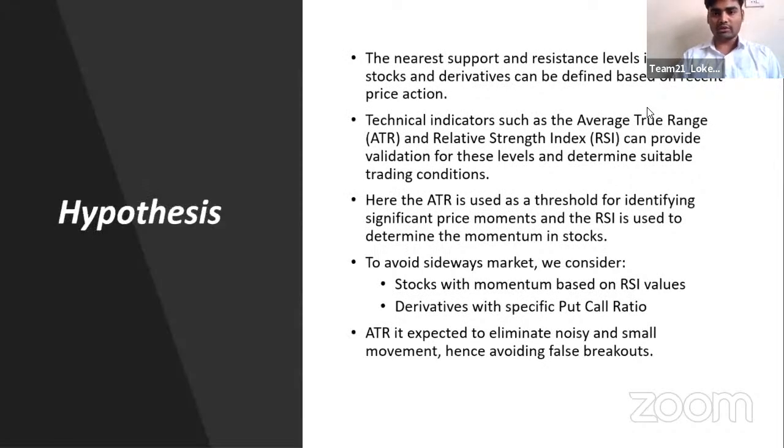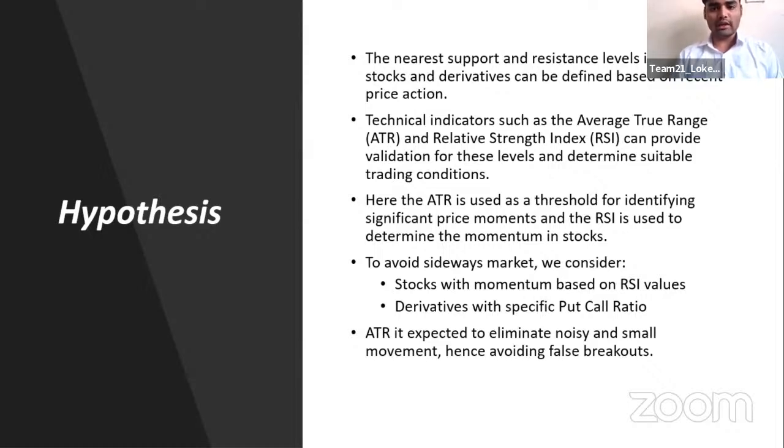So here is my next slide, the hypothesis. We can define the resistance and support levels for the stocks and the derivatives, the futures, based on the previous price action. We are going to use the technical indicators average true range (ATR) and the relative strength index (RSI) for the validation of these levels, and also to determine some conditions for our trading. As per the hypothesis, ATR should act as the threshold for identifying valid price movements, validating the recent lows and the recent highs. And RSI will be used to check the momentum in the market.